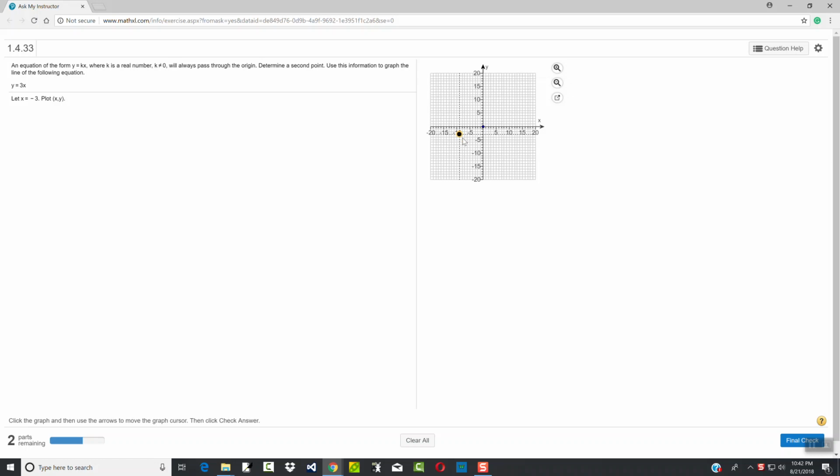That's strange. Can't seem to put the point. You did it backwards though. You did negative 9, negative 3. And they're telling us that x is equal to negative 3. So it should be negative 3, negative 9. So right idea, but we go to negative 3, we go to negative 9, and we put a point there. And then I assume the next part would ask you to draw a line through them.